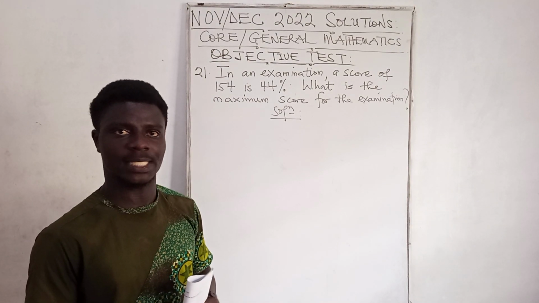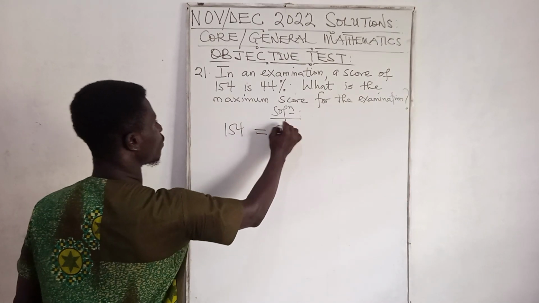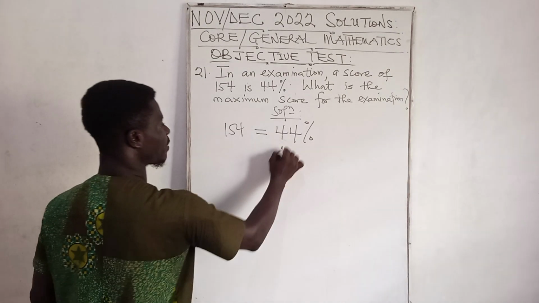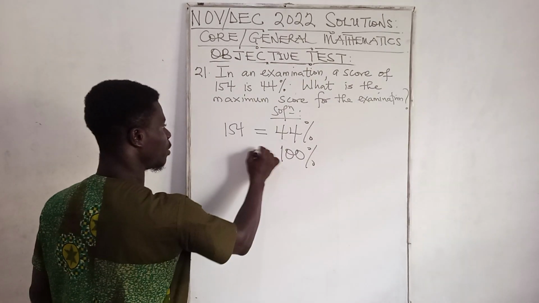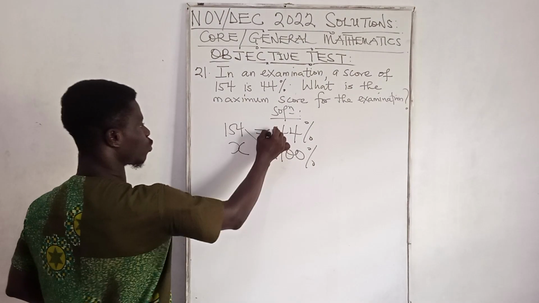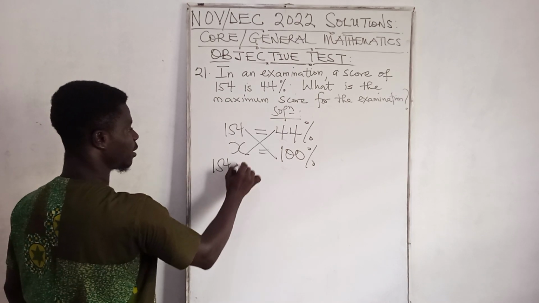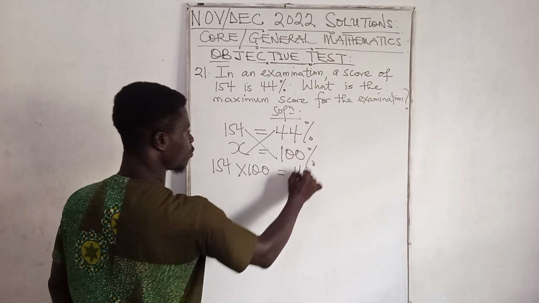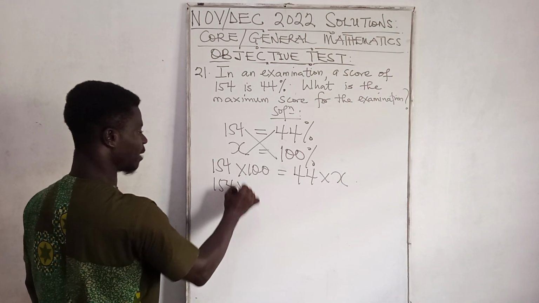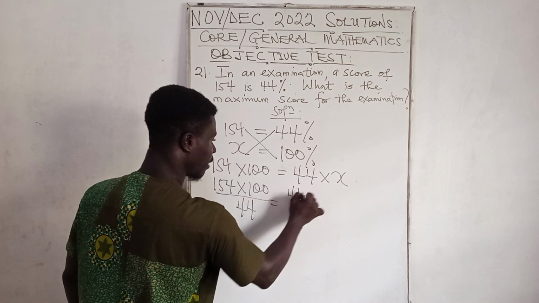So that is what we are going to find here. So now let's see. This 154 is equal to 44%, right? So now, what will be 100%? 100%, which is the maximum, will be equal to X. We don't know. So now, we can use cross product here. So I get 154 times 100, which must be equal to 44 times X. So now we have to divide both sides by 44. So here by 44, here also by 44.